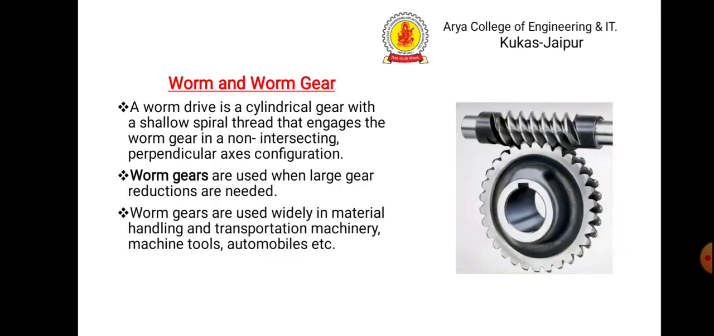The next one is your worm and worm gear. So worm drive is a cylinder gear with a shallow spiral thread that engages the worm gear in a non-intersecting perpendicular axis configuration. As you can see in the figure, the circular portion is known as the worm gear and the other one is known as the worm. So these are basically used when large gear reductions are needed. These are widely used in material handling and transport machinery systems.